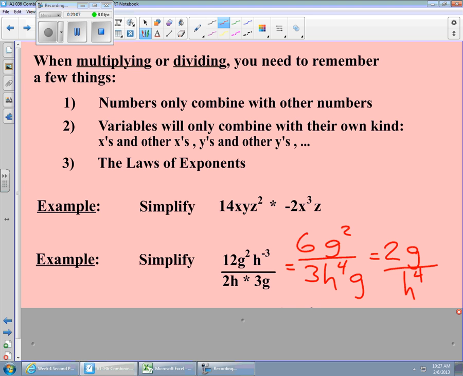The numbers are all in one place. The g's are all in one place. The h's are all in one place. There's no negative exponents. There's no zero exponents or any other crazy stuff like that. That's where we're trying to get to right there.